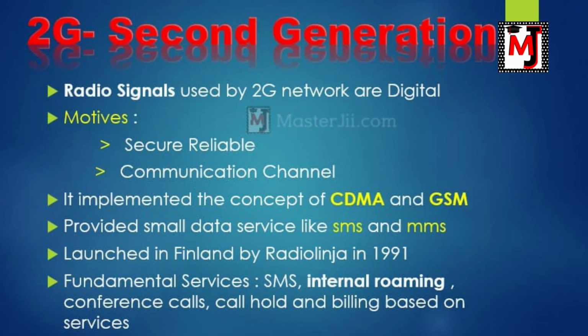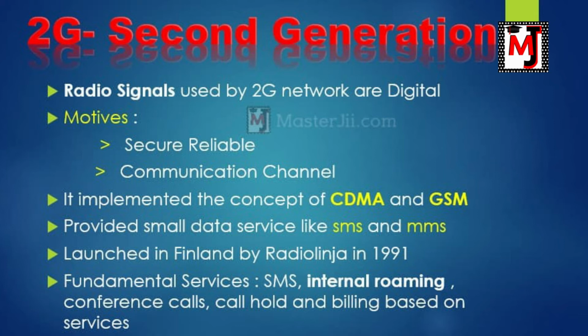Then the next generation is 2G. Cell phones received their first major upgrade when they went from 1G to 2G. The main difference between the two mobile telephone systems, 1G and 2G, is that the radio signals used by 1G network are analog, while 2G networks are digital. The main motive of this generation was to provide a secure and reliable communication channel. It implemented the concept of CDMA and GSM, and provided small data services like SMS and MMS.